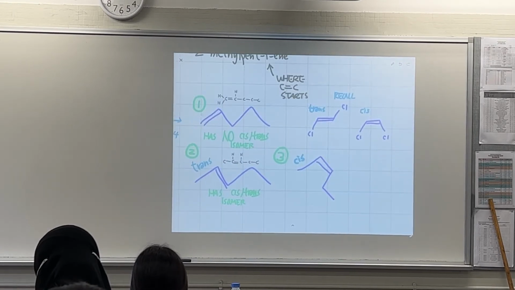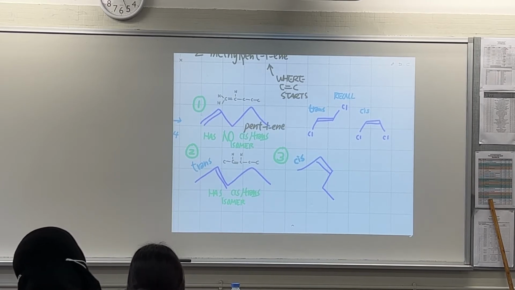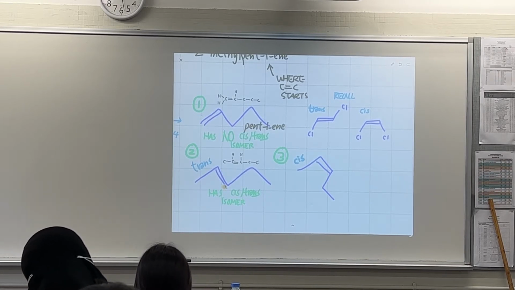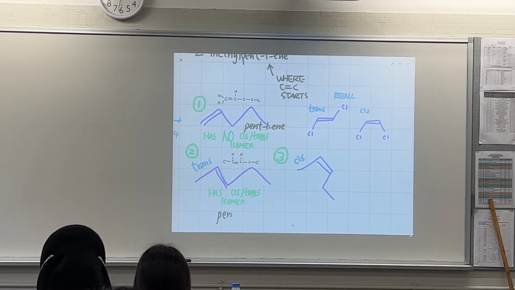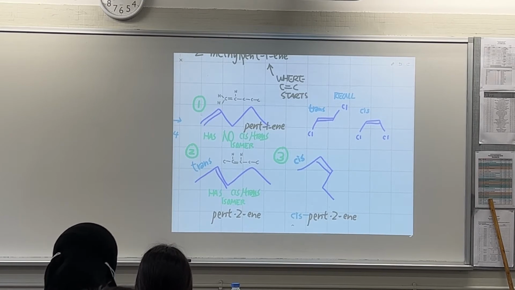What about the products? We have 3 products. Can you name them all? Starting with this one. Pent-1-ene. Yes, pent-1-ene. So put down pent-1-ene. The bottom one. Trans-pent-2-ene. Yes, so trans-pent-2-ene. Actually, both of them are called pent-2-ene. It's just that one is called trans, one is called cis.